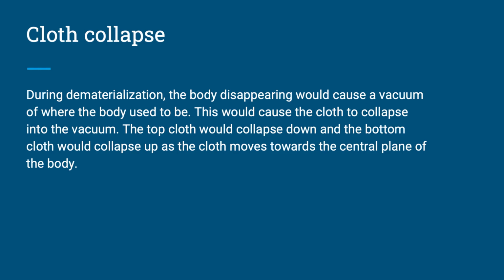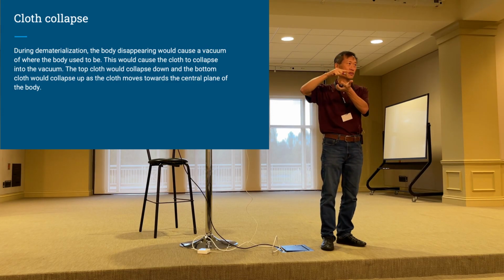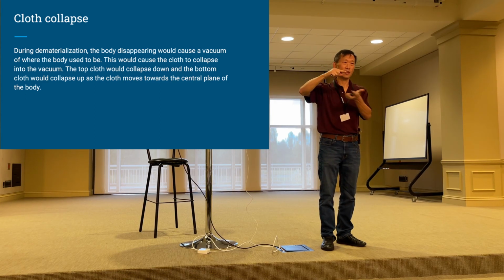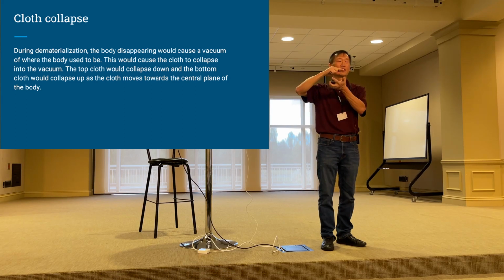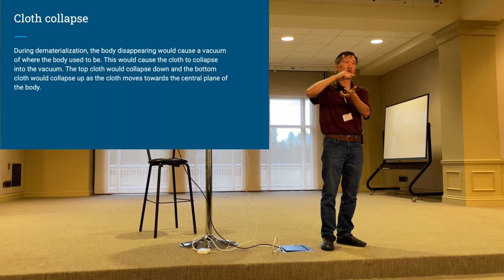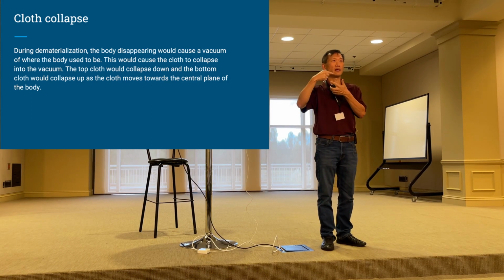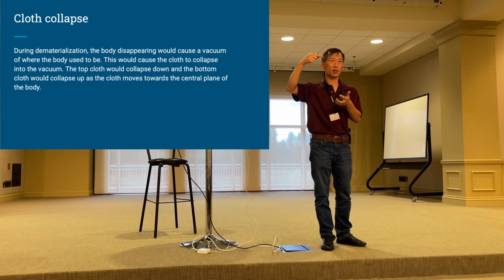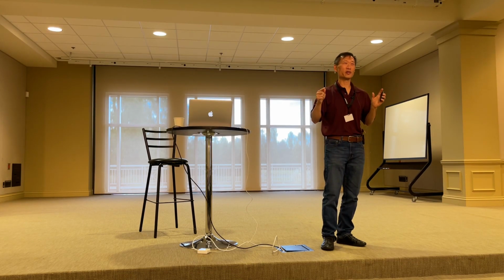And when the body dematerialized, when the body disappeared, it would form a vacuum within that shroud. And then because of that vacuum, the cloth would collapse on itself through the body. The top part would collapse down, and the bottom part would collapse up to fill up that vacuum. And so that is how the cloth was going to the body instead of the radiation from the body going to the cloth. So this is not intuitive because this doesn't happen in everyday life.